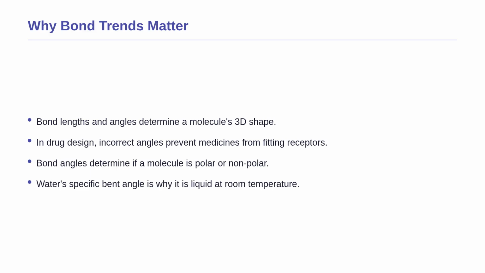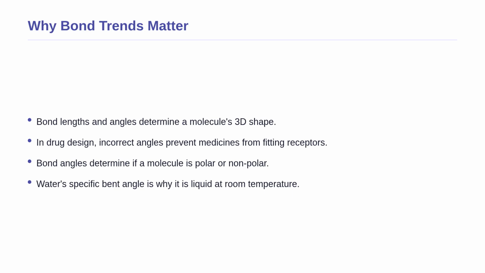Now that we have calculated these trends, why do they matter? Understanding bond lengths and angles is incredibly important in the real world, especially in fields like drug design and material science. These exact measurements determine the overall three-dimensional shape of a molecule. If a drug molecule has the wrong bond angle by even a few degrees, it might not fit into a virus's protein receptor, rendering the medicine completely useless.